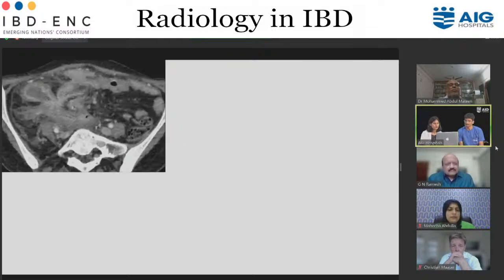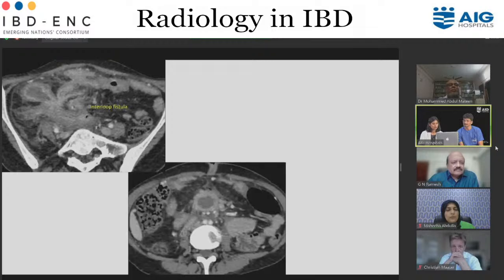So this image shows again interloop tethering and potential fistulous interloop tracts with a lot of extramural inflammation. The second image also shows a thick-walled fluid-filled collection. That's an abscess, an interloop or a mesenteric abscess. So there's probably active Crohn's disease with severe inflammation and abscess formation.